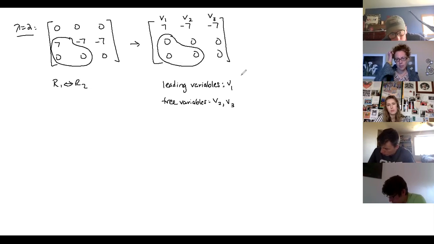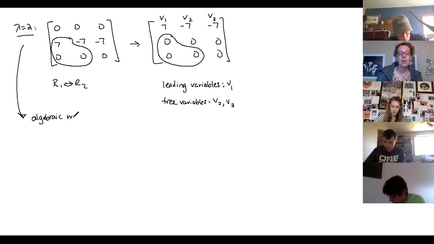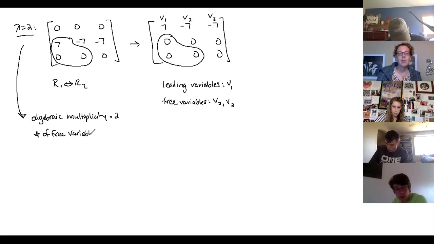Okay, leading variables, free variables. So in this case, for lambda equals 2, the algebraic multiplicity is equal to 2, right? That was on the previous slide. And the number of free variables is also equal to 2. We're seeing both of those, pulling them back together.